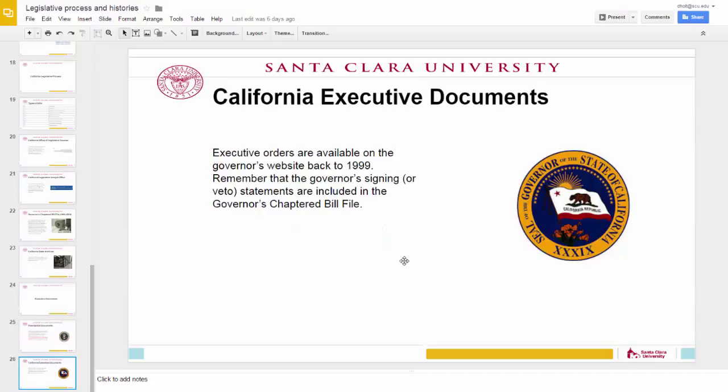For California, coverage is rather spotty. You may be able to locate executive orders on the governor's website. You may also be able to locate the governor's signing or veto statements in the Governor's Chaptered Bill file. However, frequently you may need to make requests from the State Archive in Sacramento for state executive documents.